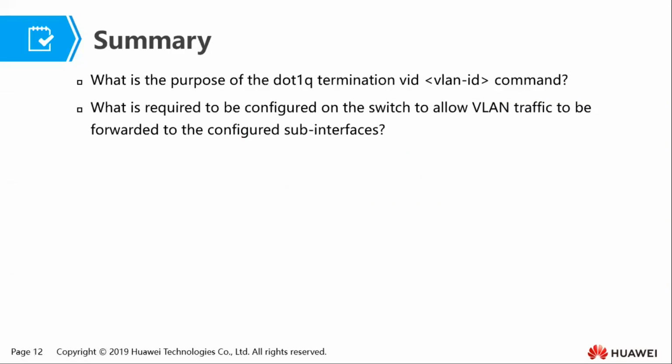So can someone help us in reading the first question? What is the purpose of the dot1q termination vid VLAN ID command? Has someone?